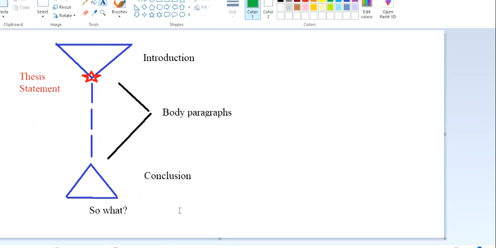You may have heard in high school that you're never supposed to introduce new information in your conclusion. Well, I'm telling you that you can introduce new information in your conclusion because if you're just summarizing what you've said in the essay, that's very boring. And we don't want it to be boring. We want your essay to be interesting.